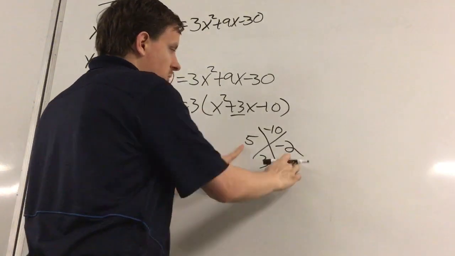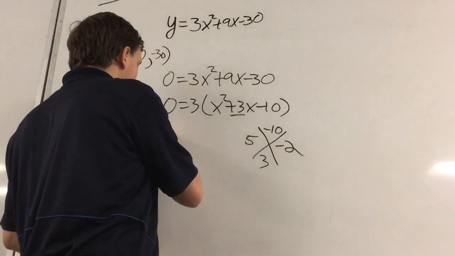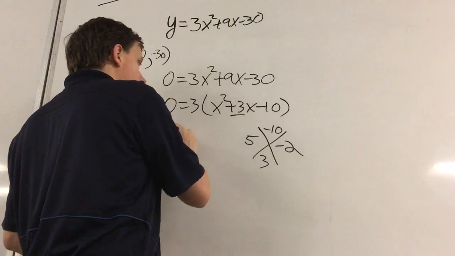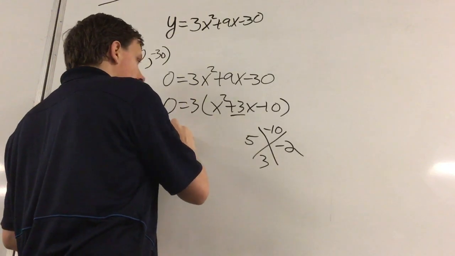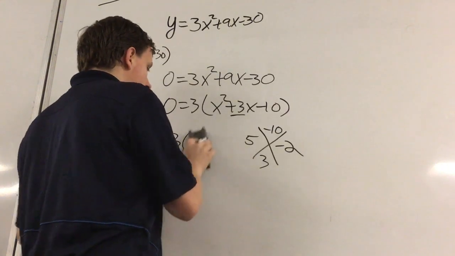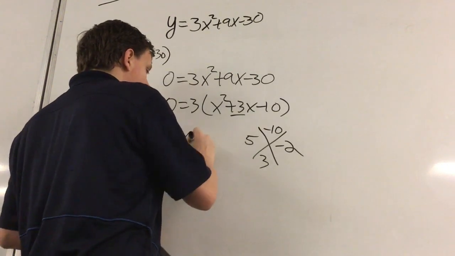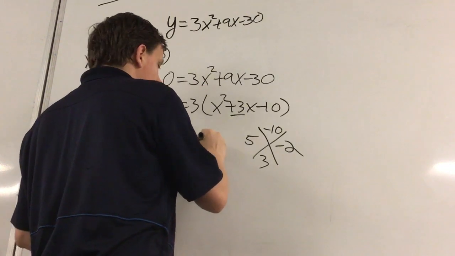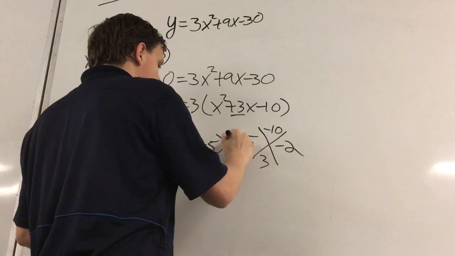We take our two numbers once we have them, and we rewrite our equation as y equals 3 times x plus 5, and x minus 2.